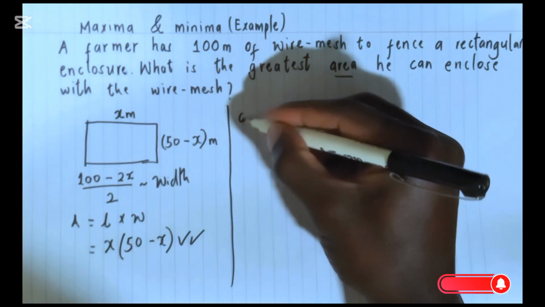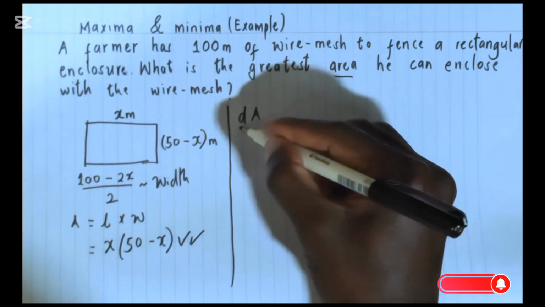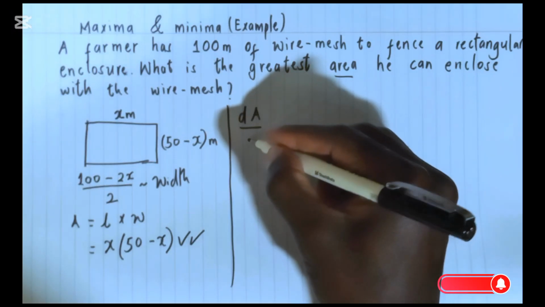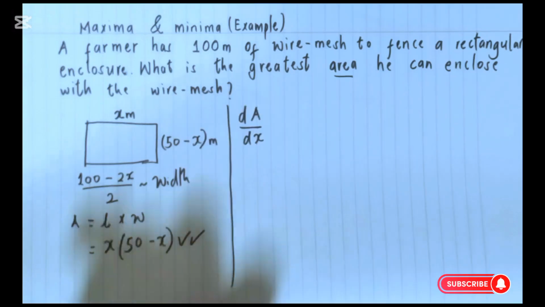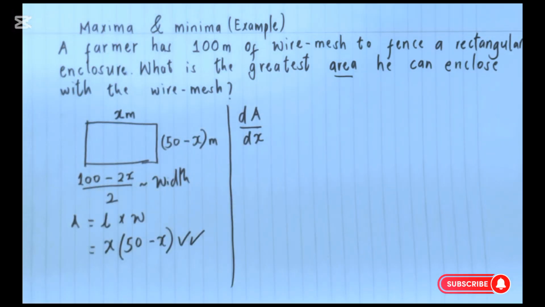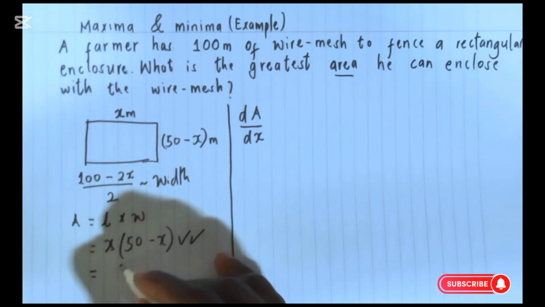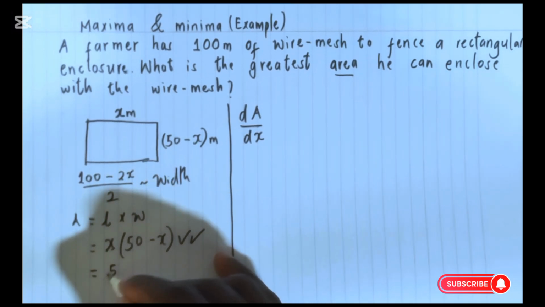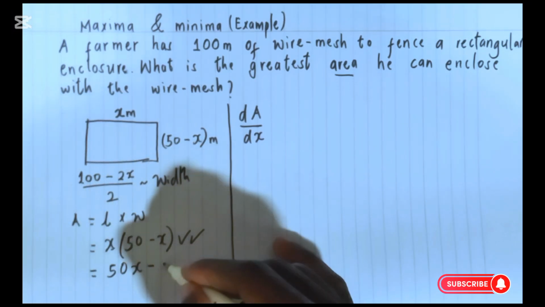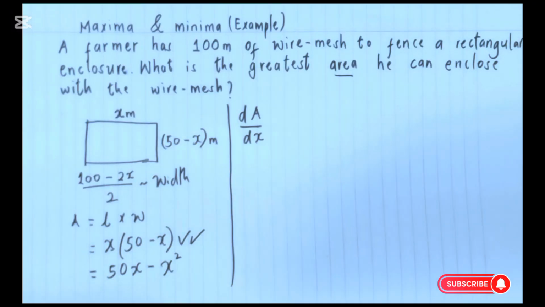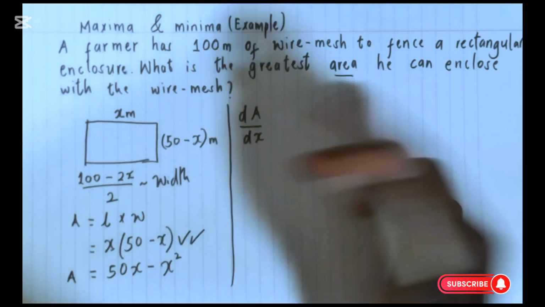All right, so we're going to differentiate A, which is the function of our area, with respect to x. For us to do this properly, let me expand this so that it's easier. It will be x times 50, so that is 50x, minus x times negative x, giving us x squared. Of course, this is the value of our area. We've just expanded what we had here.